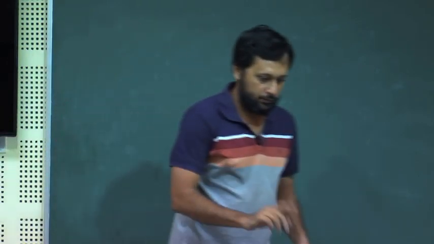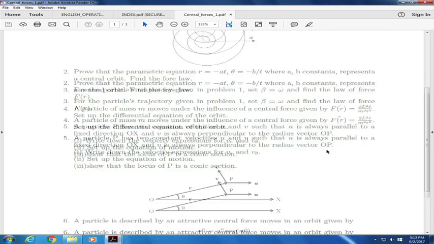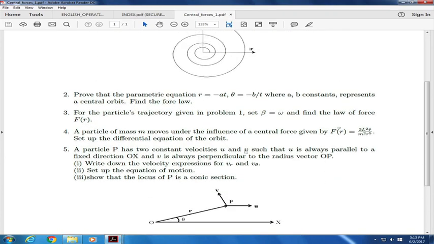Before moving out of this particular topic, let me try to solve a problem for you. The problem is problem number 5; up to problem number 4 we have already done. Problem number 5 says a particle P has two constant velocities u and v such that u is always parallel to a fixed direction OX and v is always perpendicular to the radius vector OP.